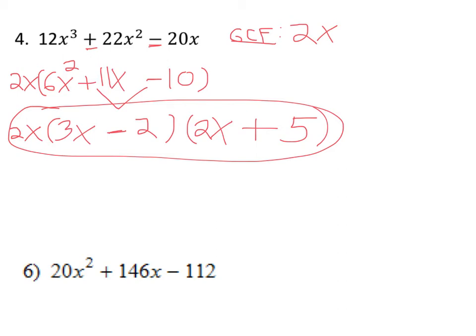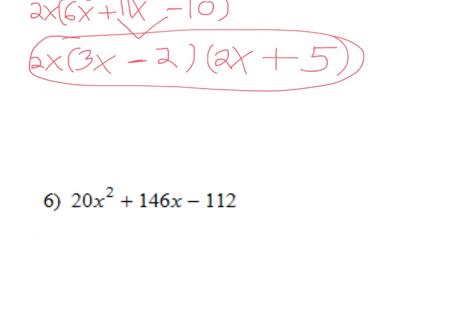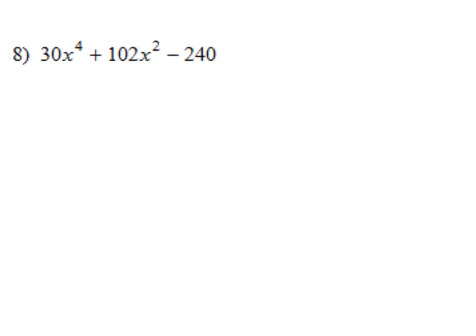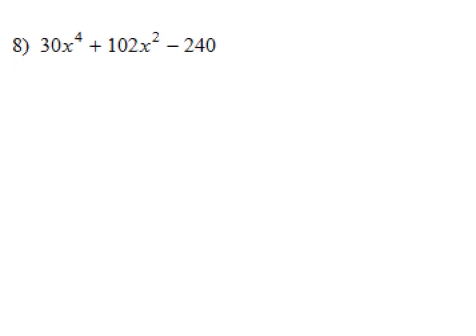All right, let's skip down to number 8. If we look at this one, we notice the highest degree we have is 4, because that's x to the 4th. The other thing we notice is there is no GCF. Actually, there is a GCF, but there's not going to be an x in the GCF because there's no x in the last term. So let's find the GCF.